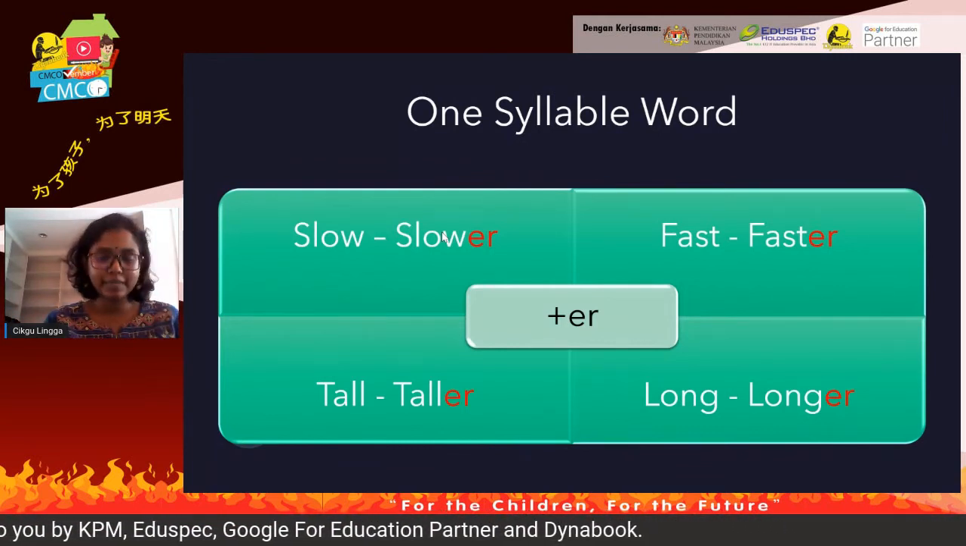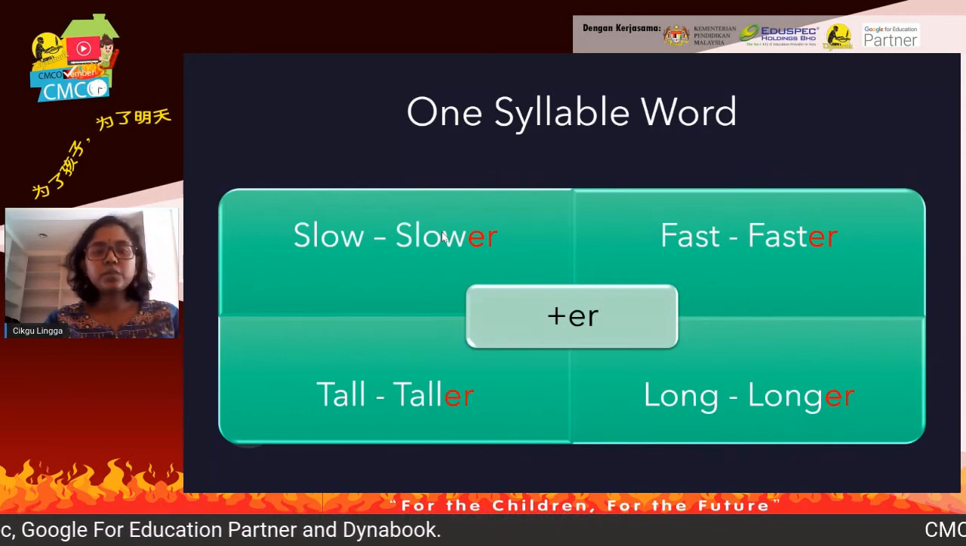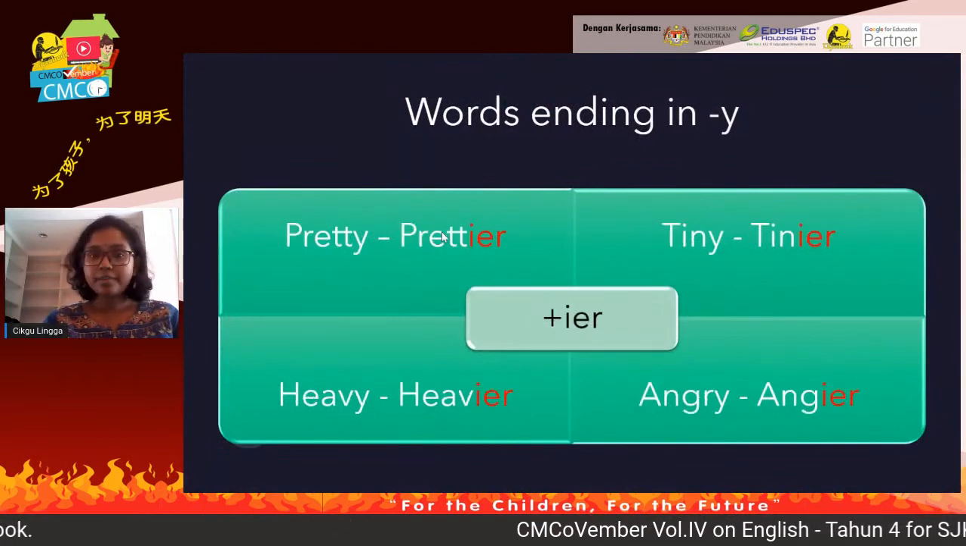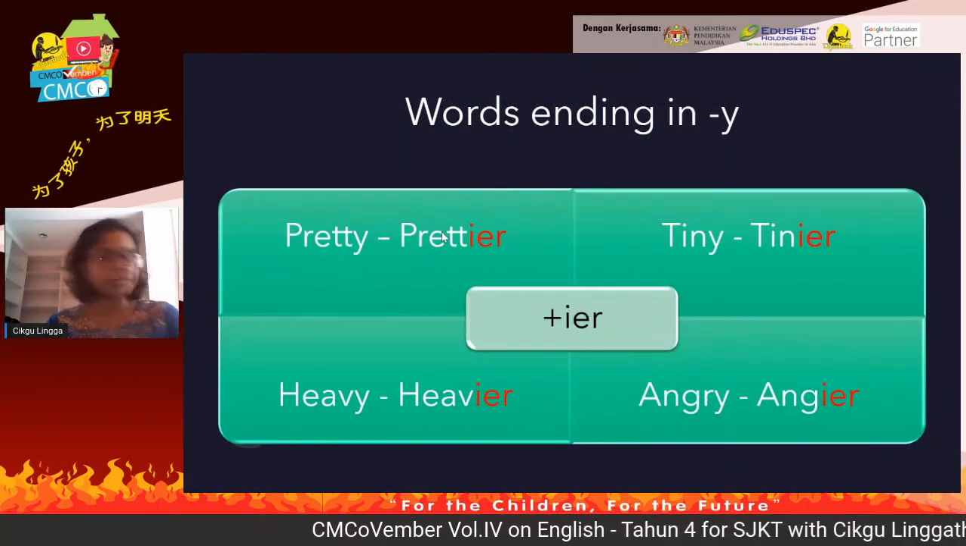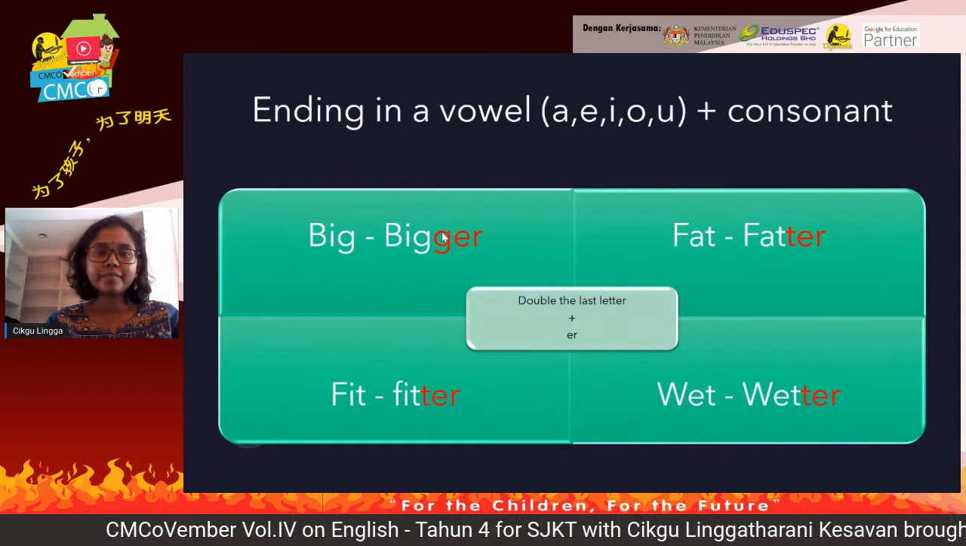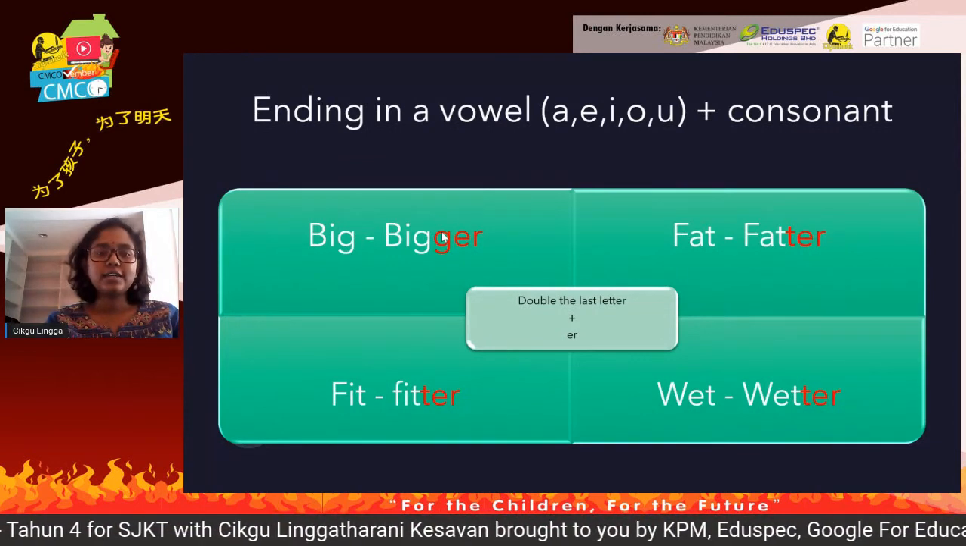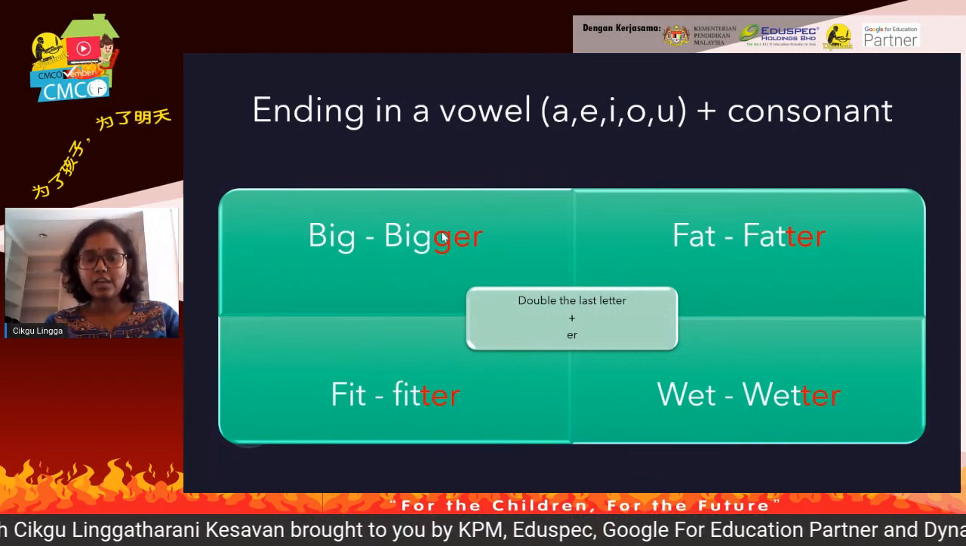spelling rules that apply. So one syllable word, you add ER. Words ending in E, you add R. Words ending in Y, you take off the Y and you add IER. And if it ends in a vowel plus a consonant, you double the last letter and you add ER.